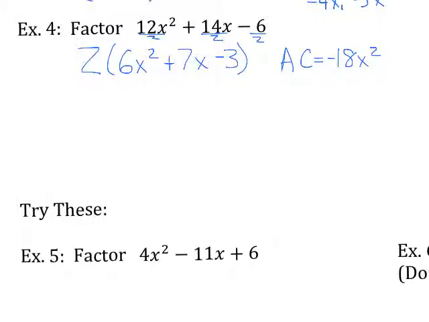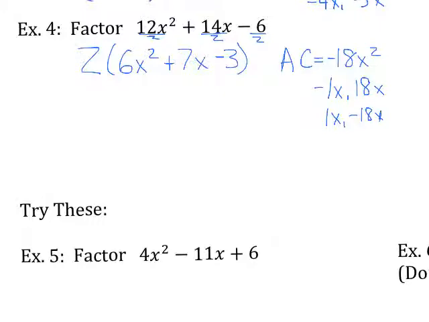So now remember, my goal here is to break this into 4 terms so that I can factor by grouping. So I need to break this middle term apart. So I'm looking for the numbers that multiply to this that would add to this. So for negative 18, in order to get a negative answer, I have to have one negative and one positive. So I could do negative 1x and positive 18x, because a negative times a positive gives me a negative.